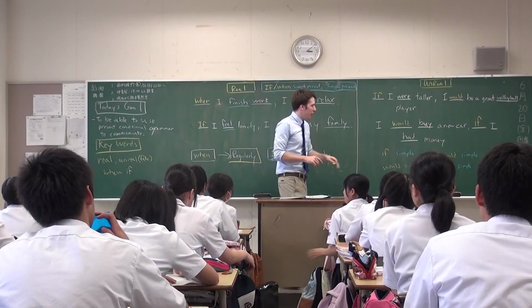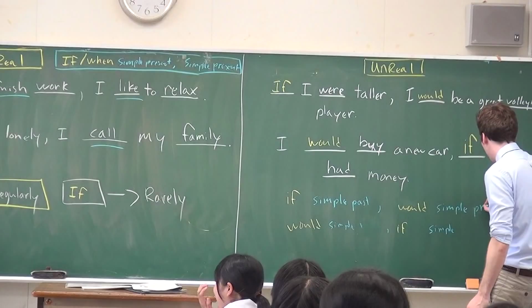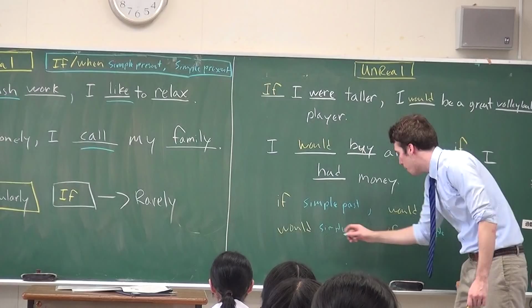Past tense. So if I were taller, I would be a great volleyball player. I'd be a great volleyball player. So in this case, it's if plus simple past, with would plus simple present.